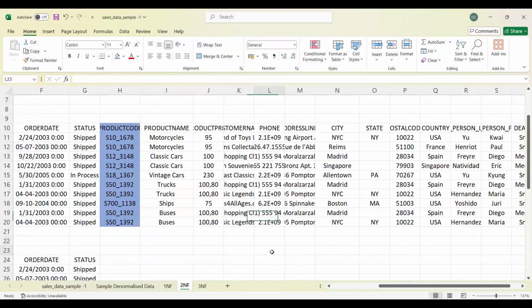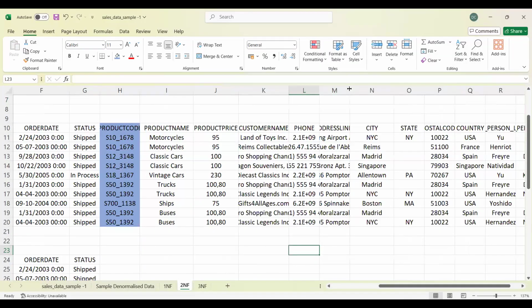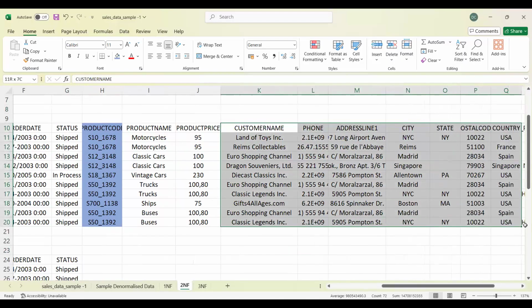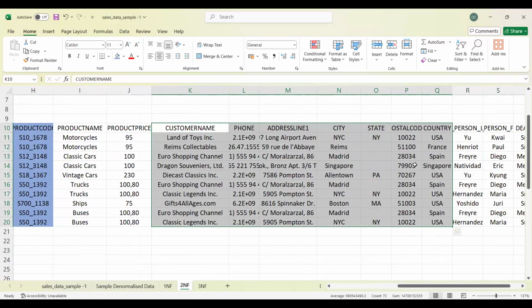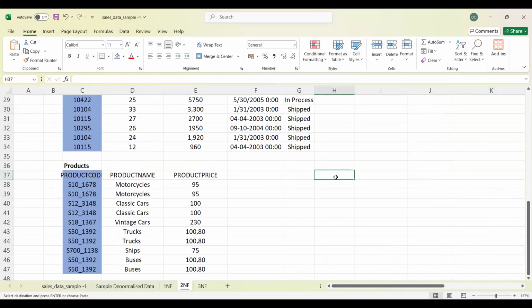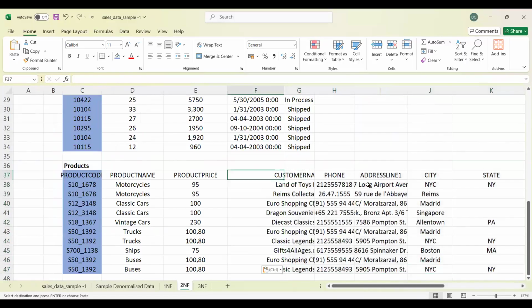In the same way, I will convert customer tables also. I'm taking up to country only. I'm not touching this delivery person's details. Okay. I'm just taking this customer details and I am making another table here. Maybe I will do it here. Okay. This will be my customer details table.